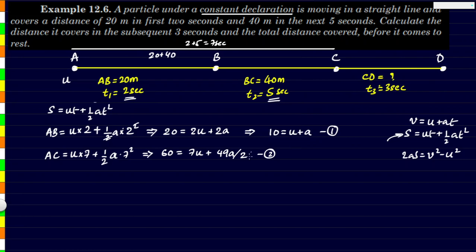Now we can see that these two equations are equations in 2 variables, which you can solve either by the substitution method or by the cancellation method. So let's just go for substitution. From equation 1 we get something like, let's substitute for A.